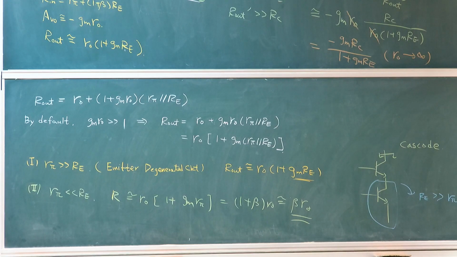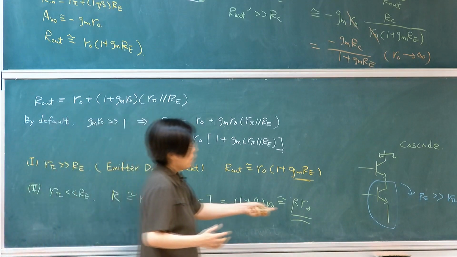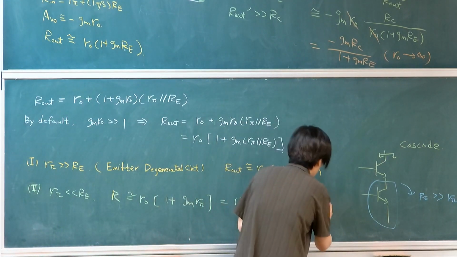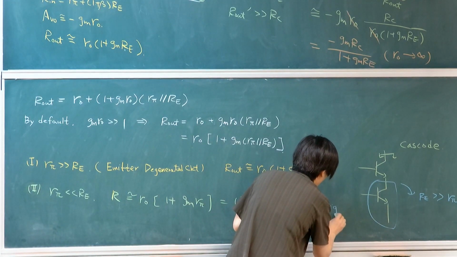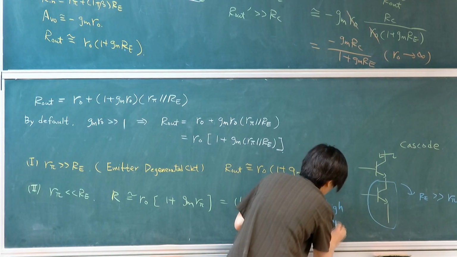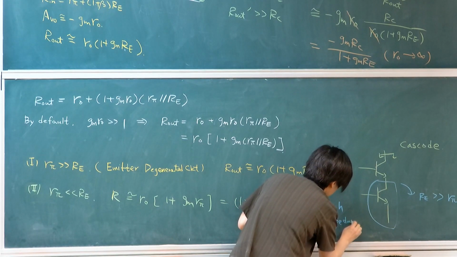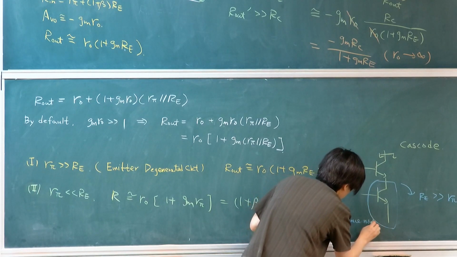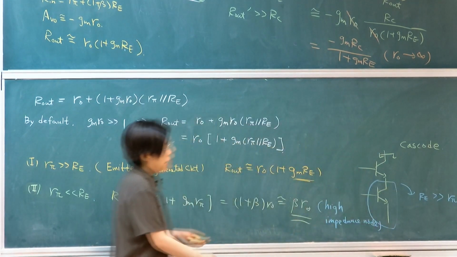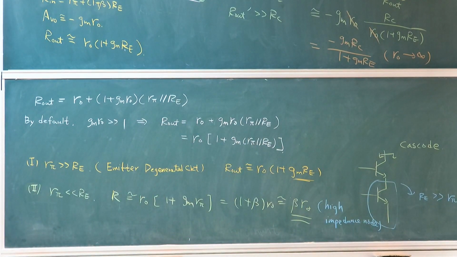Okay? So these are the two types of scenarios where putting a resistive component at the emitter terminal would lead to a very large output resistance. This is typically used when you want a high impedance node, in what we call a cascade structure. We're going to introduce that, I think, in chapter 9.